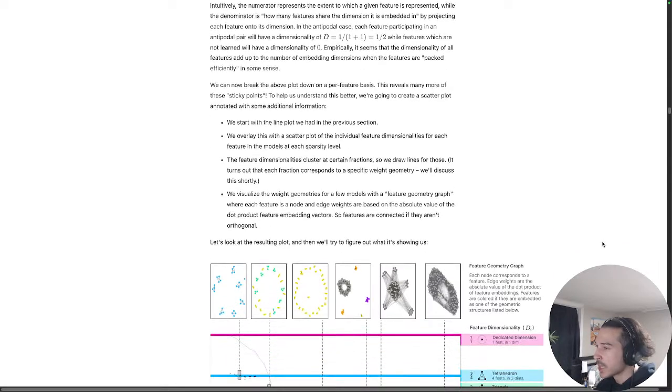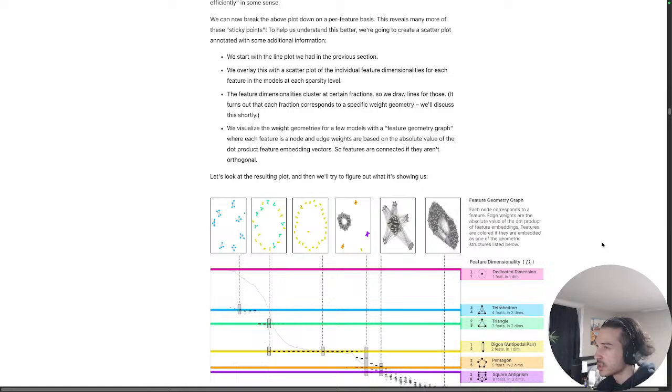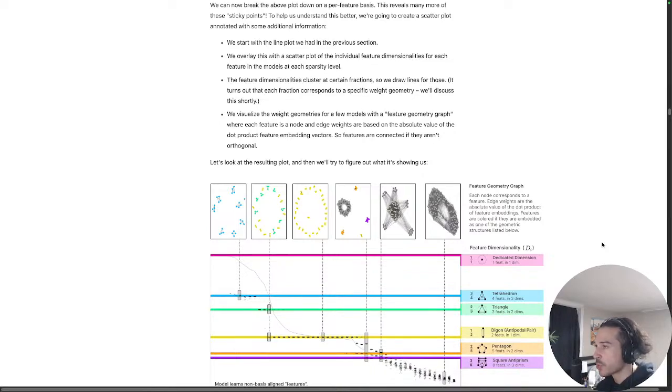We start with the line plot we had in the previous section. We overlay this with a scatter plot of the individual feature dimensionalities for each feature in the models at each sparsity level. The feature dimensionalities cluster at certain fractions, so we draw lines for these. It turns out that each fraction corresponds to a specific weight geometry.